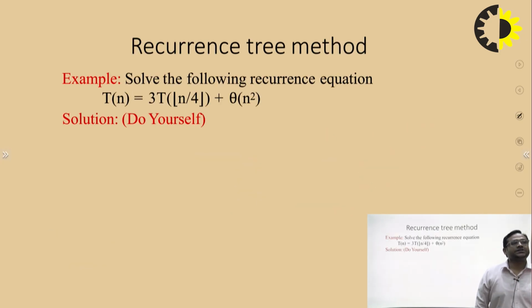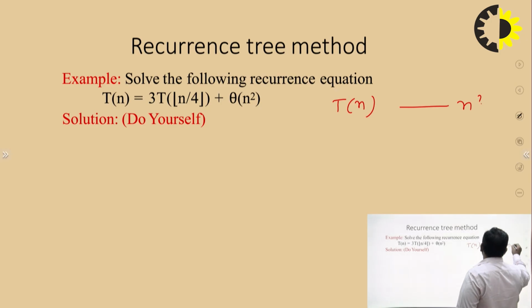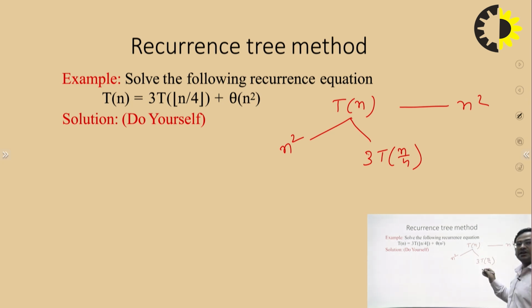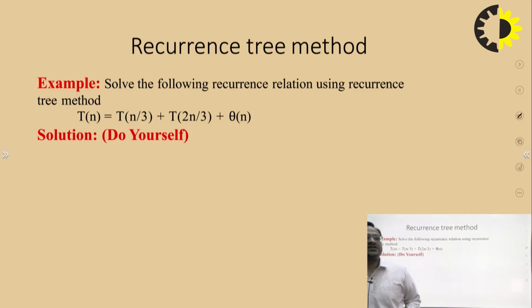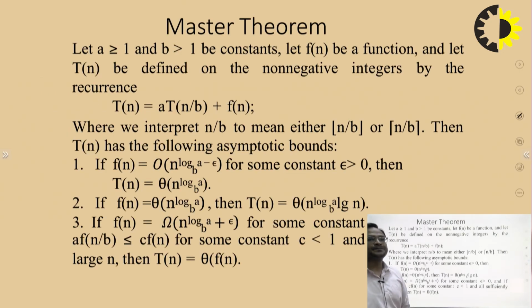Understood? Next, this is another example you can do by yourself. Take T(n) = 3T(n/4) + theta(n^2). Whenever T(n) is running, it takes n^2, so n^2 elements are processed, and 3T(n/4) is running. When it runs again, in place of n you write n/4. At the end you have to add all the variations. Again, one more example: T(n) = T(n/2) + T(n/3) + theta(n).